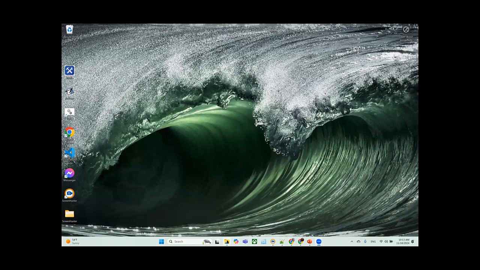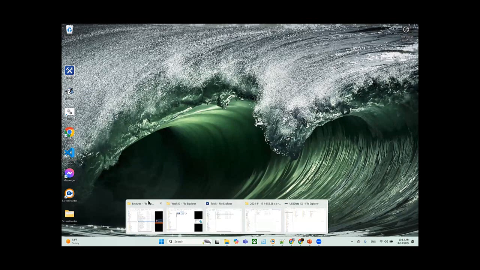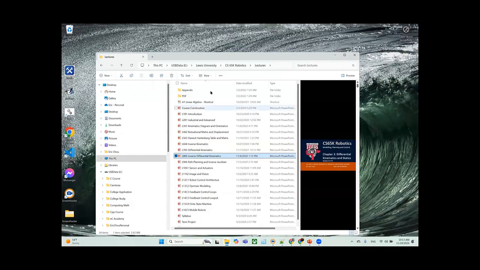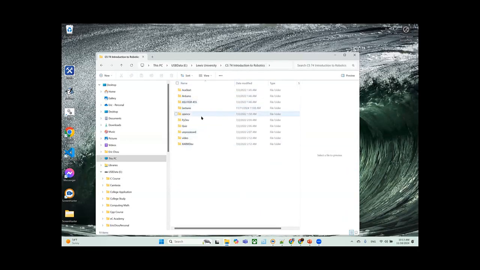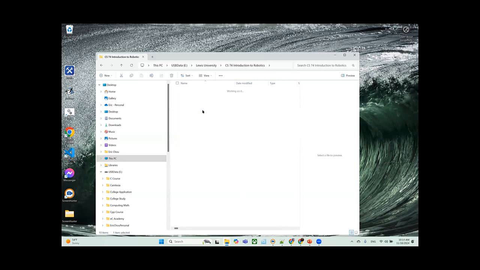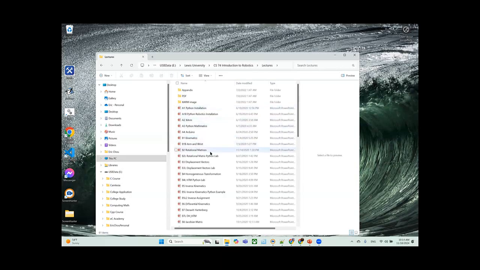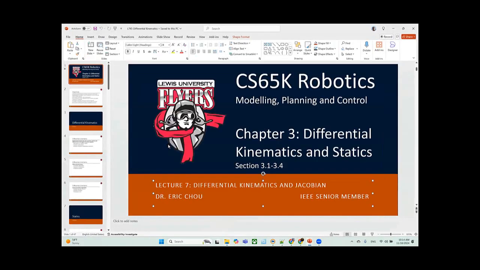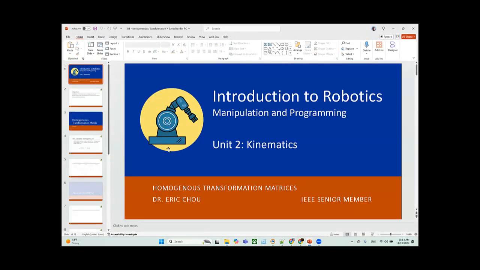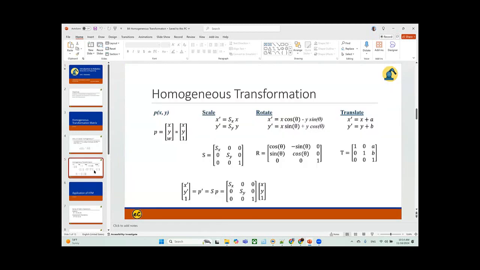So let's look at the undergraduate part first. I originally planned to have a CS 74 for the introduction to robotics, but I did not put it there. We actually do not have that course. So from last time, we were on the homogeneous transform matrix. I taught you what it is.